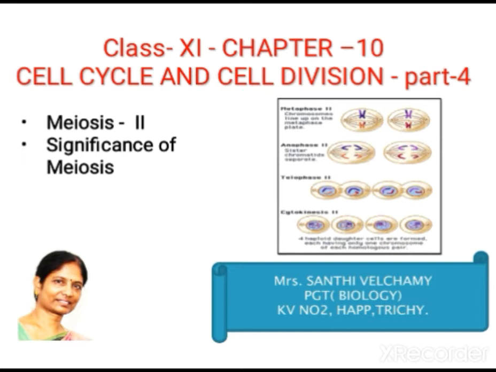So today we are going to study the concluding part of the chapter cell cycle and cell division, that is meiosis 2. In the previous class we studied meiosis 1. At the end of meiosis 1, two daughter cells are formed. Then at the end of meiosis 2, four daughter cells are formed. So how does it occur? Let us continue and study.